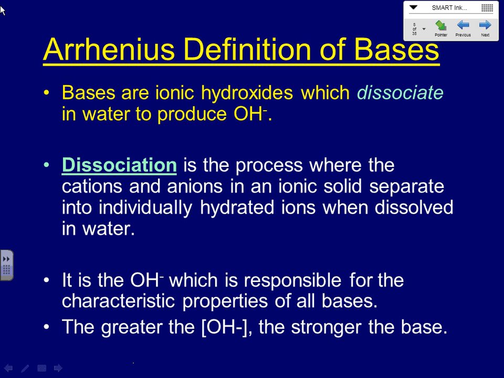Okay. So, Arrhenius definition of bases. Bases are ionic hydroxides which dissociate in water to produce OH minuses. Again, we've already encountered dissociation. Because they're ionic compounds to begin with, they don't need to ionize. Therefore, they just have to kind of fall apart.